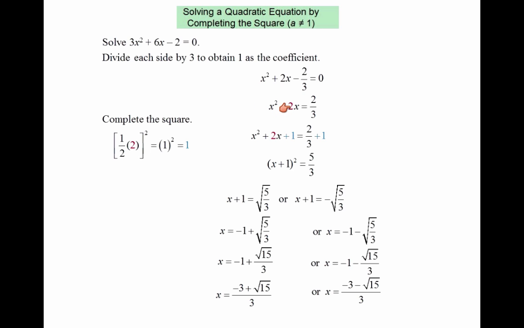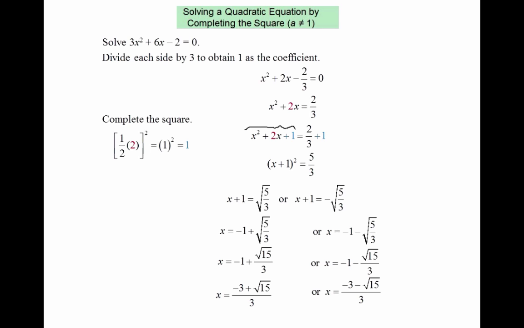Now I take the coefficient of x, which is 2, divide this by 2 or multiply by 1/2, and you square it. 1/2 times 2 is equal to 1. 1 squared would equal 1. So this is the number I need to add to these two terms to complete the square. To not change the original equation, I'm going to add 1 to both sides of the equation.